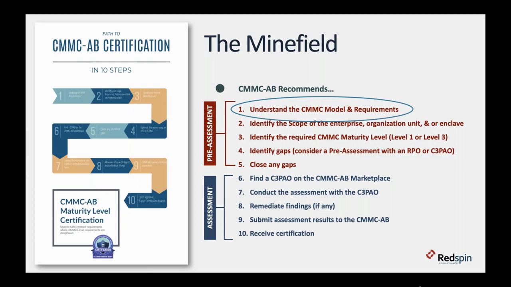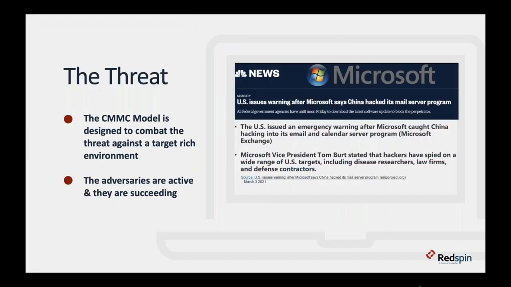So let's go to the next slide and talk about the threat a little bit. It's important to understand why CMMC was created in the first place. Adversaries are targeting the confidentiality, integrity, and availability of sensitive government data, specifically federal contract information, also known as FCI, and controlled unclassified information, known as CUI, and this is happening throughout the entire defense supply chain. It's a target-rich environment, and adversaries have been successful exfiltrating CUI from DoD contractors.